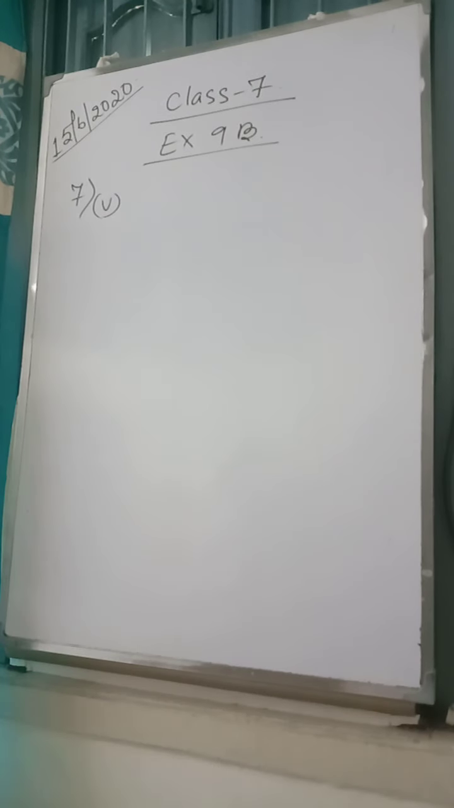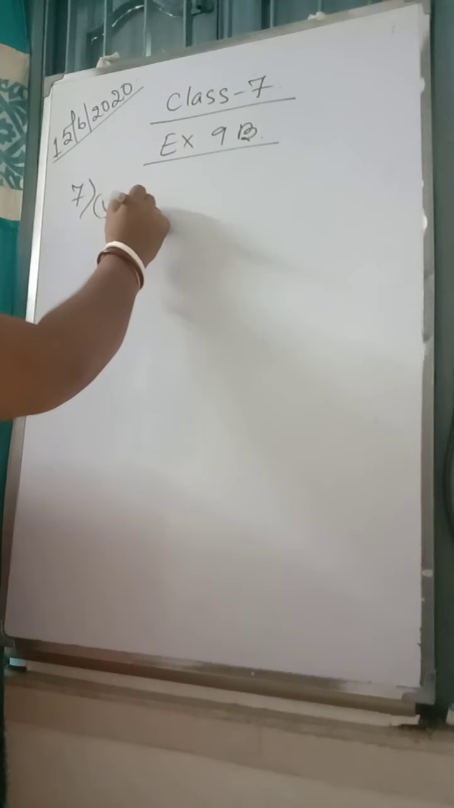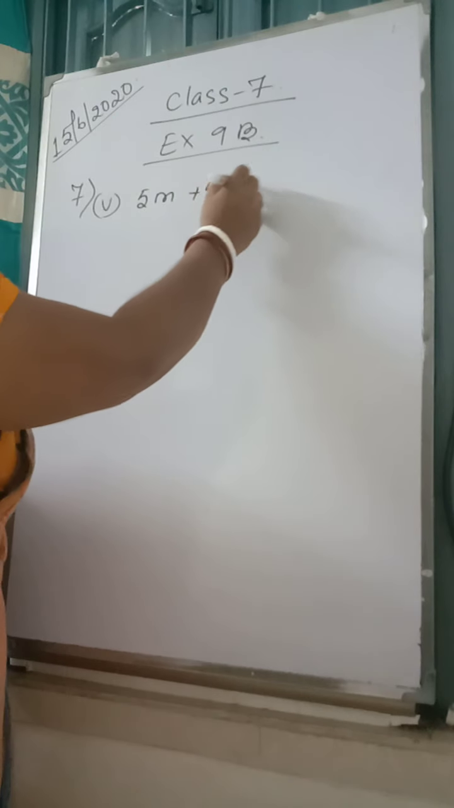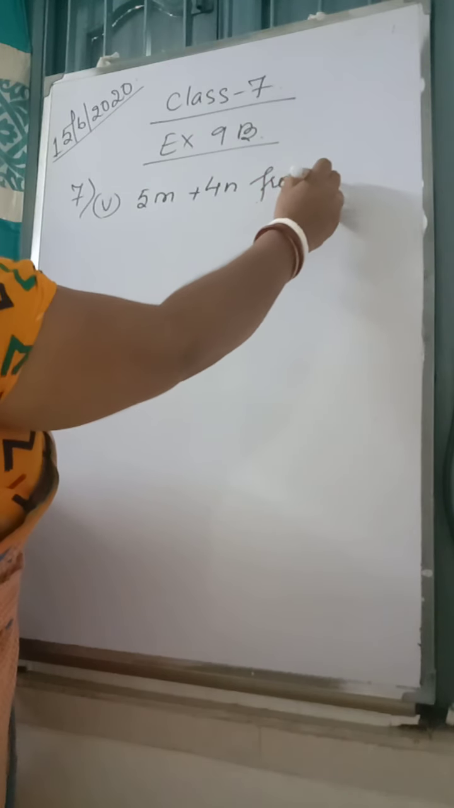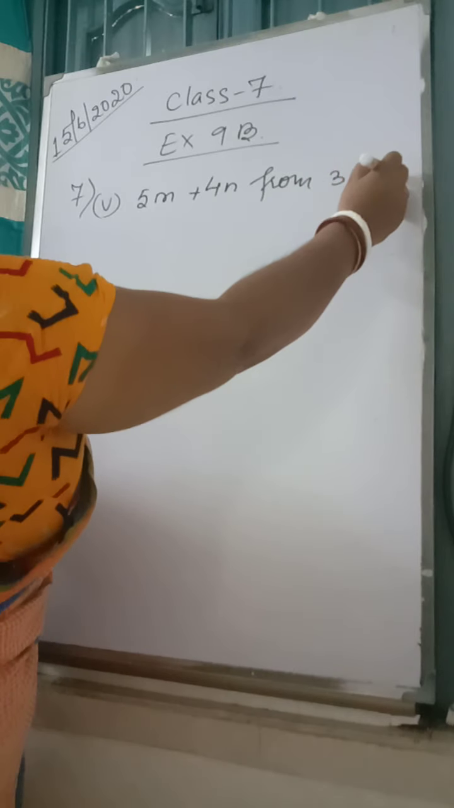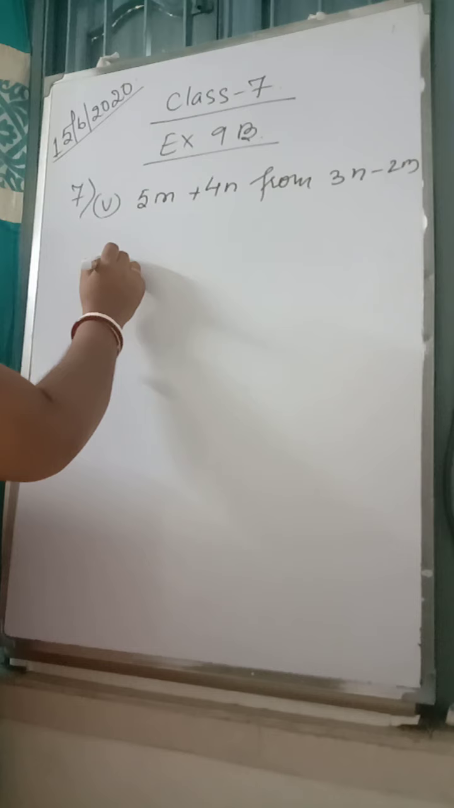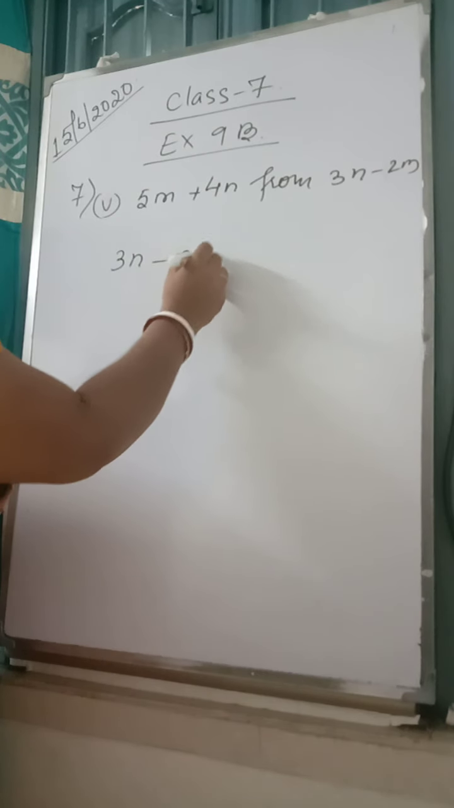You have asked doubts from exercise 9b, question number 7.5. It is a subtraction of algebraic expression. The question is 5m plus 4n from 3n minus 2m. Now we have to write first this. So we are writing 3n minus 2m.